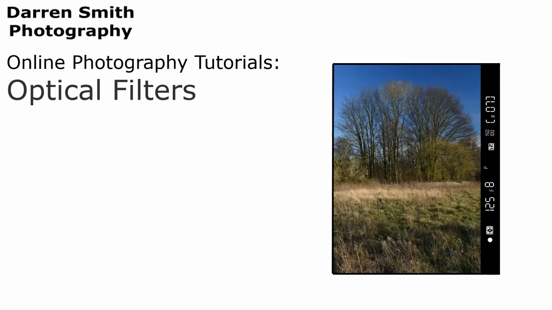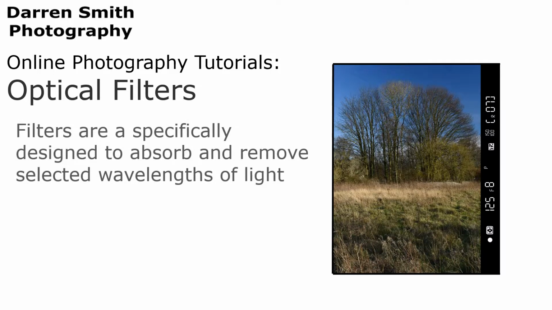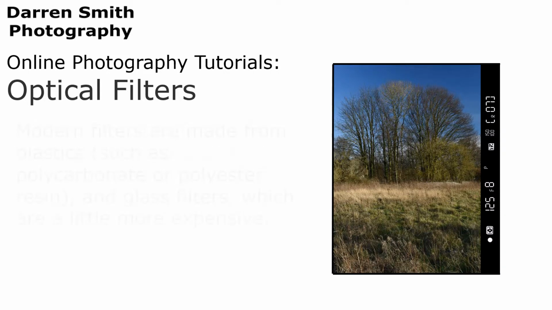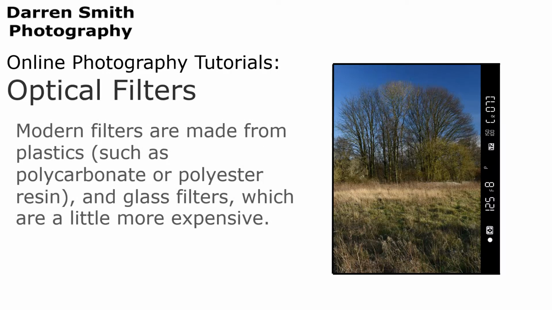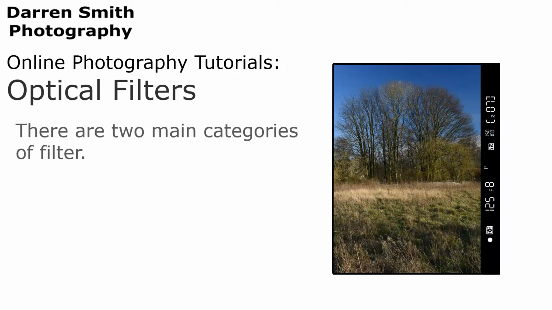This video is all about how filters can enhance your pictures. Filters are specifically designed to absorb and remove selected wavelengths of light. Modern filters are made from plastics such as polycarbonate or polyester resin, or glass filters which are a little bit more expensive. There are two main categories of filter.